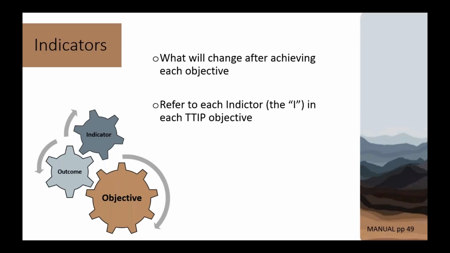Okay, indicators. That is the next sub-criterion. Indicators. Where have we heard that before? We've heard that in the TTIP objectives, right? It's the I in TTIP. So what you're going to do is refer back to that I, and you're going to repeat it here. And just a reminder, it is what will change after achieving each objective.